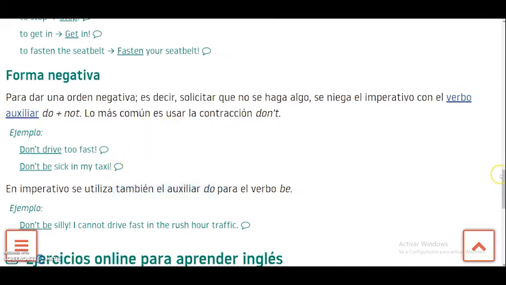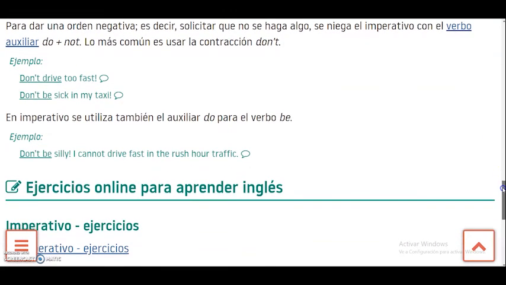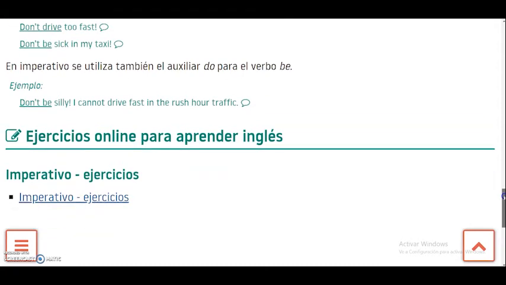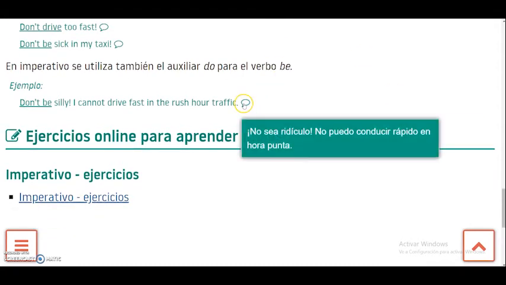¿Ok? En el imperativo se utiliza también el auxiliar do para el verbo to be. Por ejemplo, don't be silly. No seas tonto, no seas idiota. Don't be ridiculous. I cannot drive fast in the rush hour traffic. No seas ridículo. No puedo conducir rápido en la hora punta. ¿Ven? Más o menos. El uso del imperativo generalmente es para peleas en inglés, ¿vale?